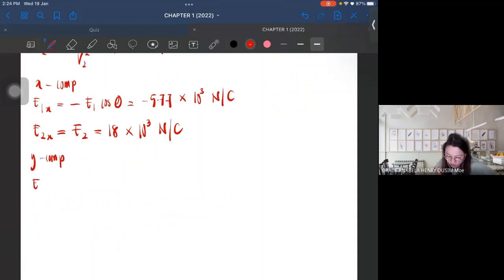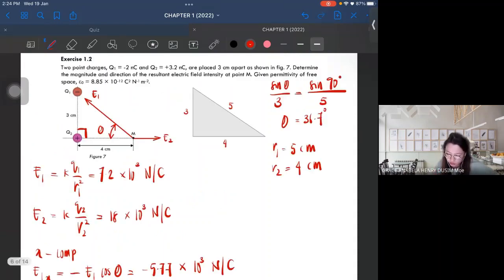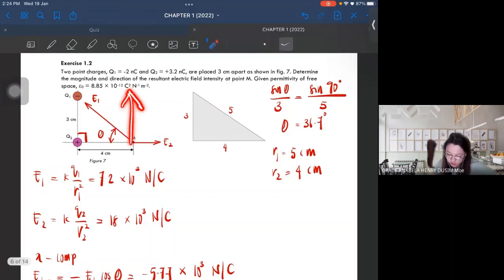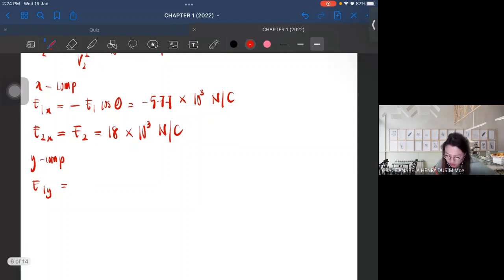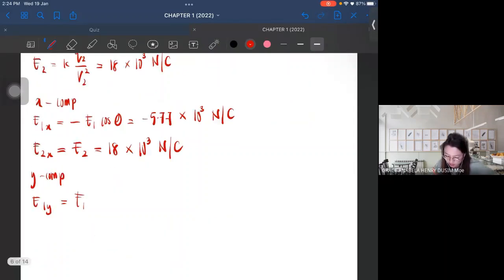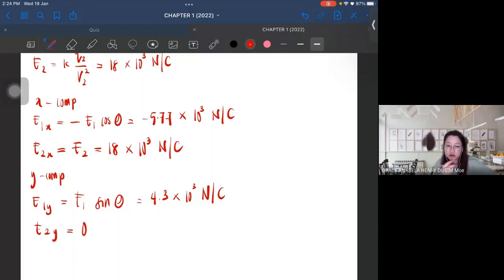Do the same thing for the y component. So this is E1y. This is pointing up when you resolve it, so it is positive E1 sine theta, which is equal to 4.3 times 10 to the power of 3 newton per coulomb. The electric field for charge 2 will be equal to 0 because there is no y component.